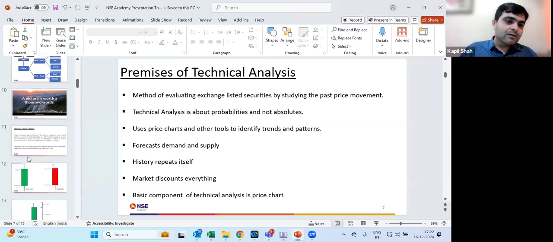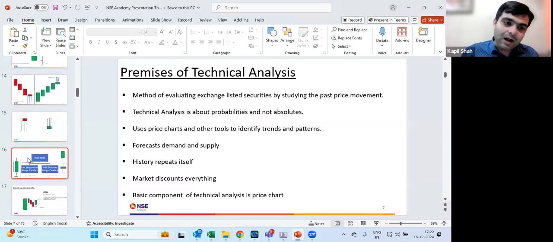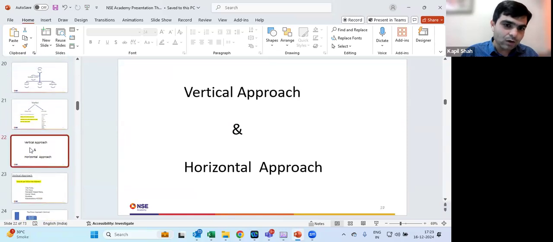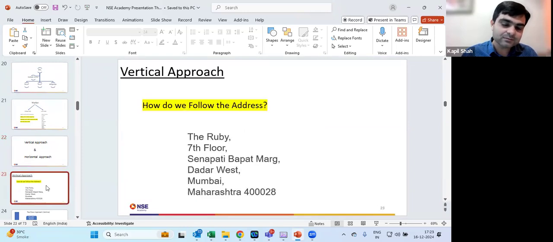Now, the heart of technical analysis that we are going to talk about: I have two approaches, the vertical approach and the horizontal approach. Whatever we were discussing right now was partially the vertical approach. It was like reading the address. Why have we been talking about Whirlpool and consumer durables? Because there has been some momentum in it.